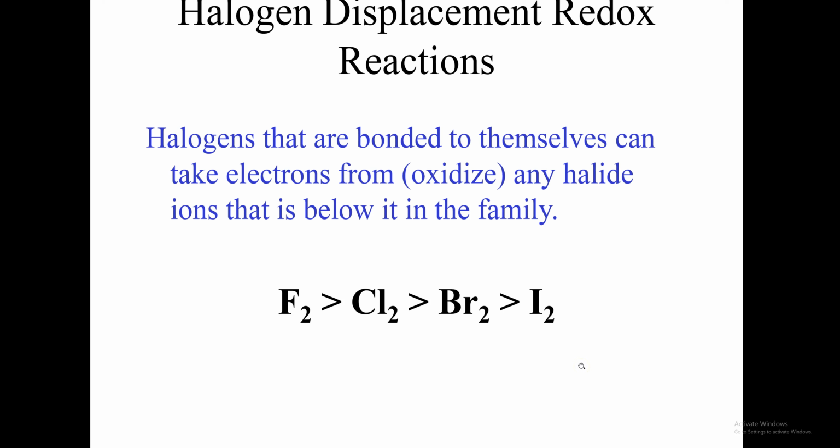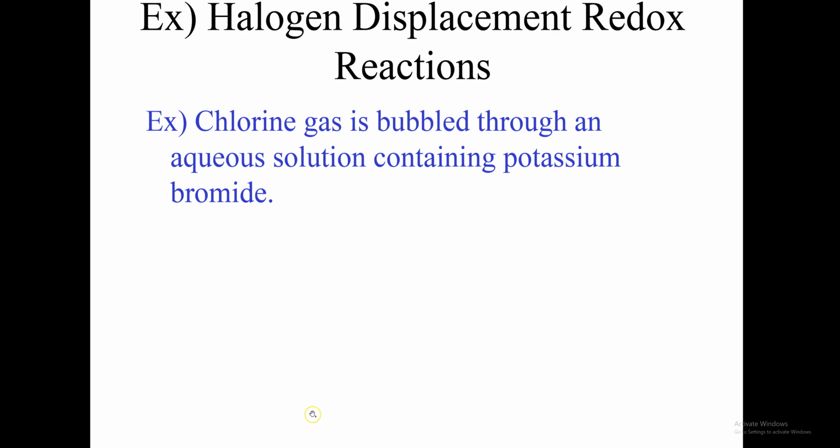All right, another example is called halogen displacement redox reactions. And these are what happens when halogens are bonded to themselves, and because they do that, they take electrons. In other words, they oxidize any of the halides. And so if we take a look at this example, fluorine here, because this is at the top of group 17, it's going to be taking electrons from any of the halides. And so you're going to see that a little bit carefully.